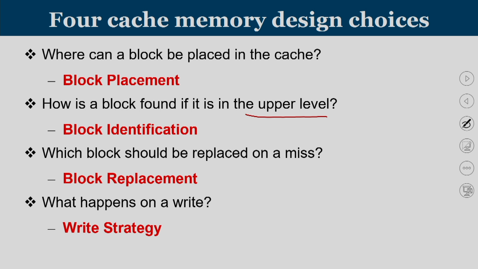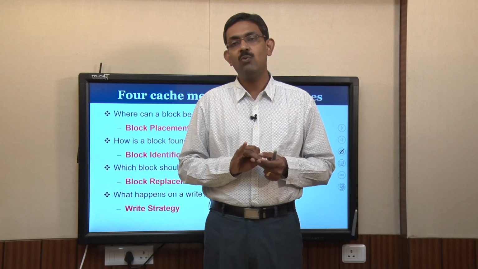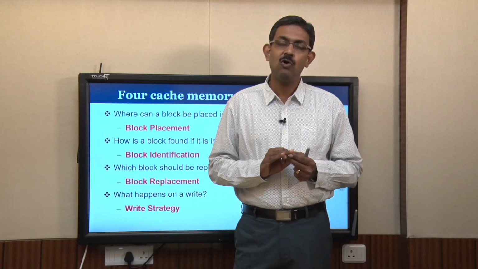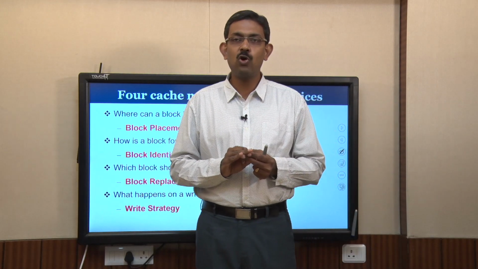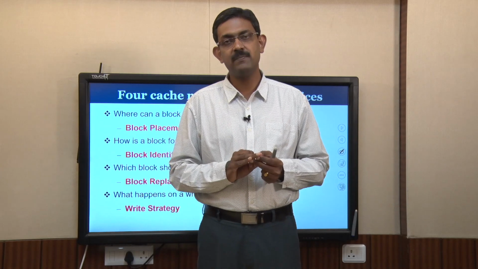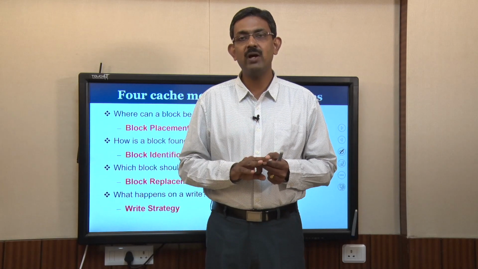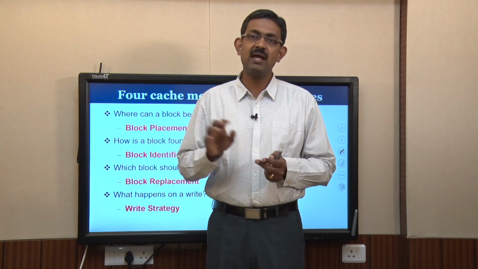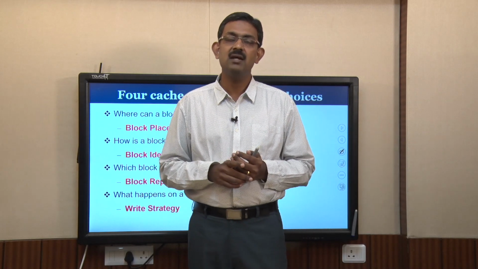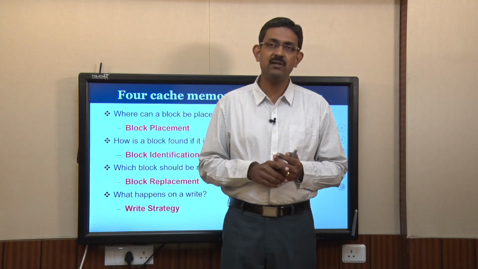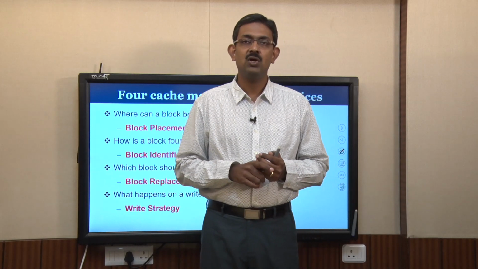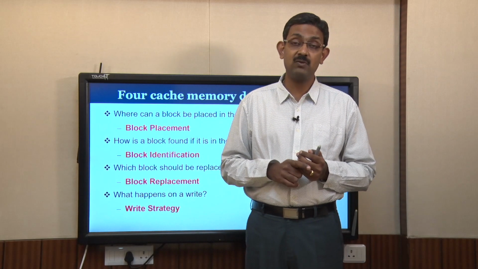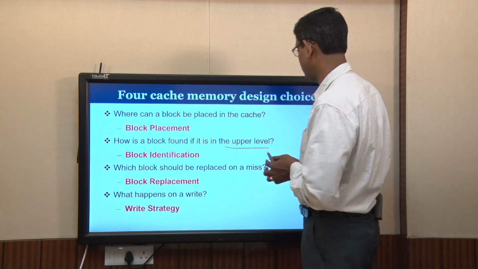So, to summarize, we have block placement, that will tell you where a block is to be kept. We have block identification, that will tell you once you have an address, how you will know whether it is present inside cache memory. And the third one is, when you are going to bring a block into cache memory, which among the existing blocks is going to be replaced, that is called block replacement. And the last one is, what is the strategy to be used when you encounter a write miss, and that is known as write strategy.